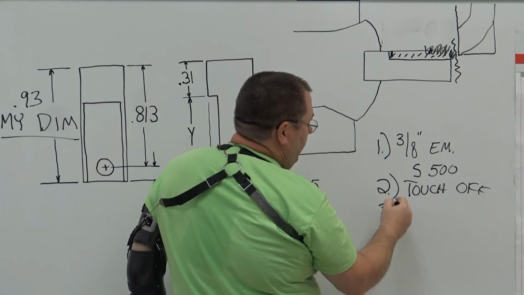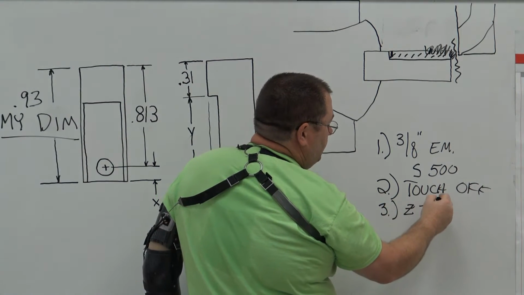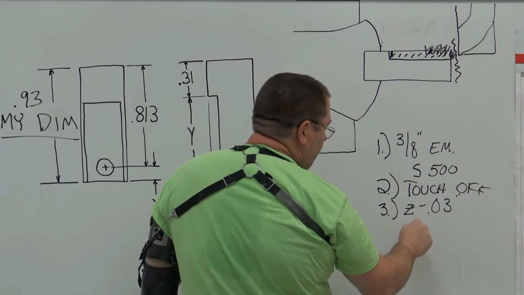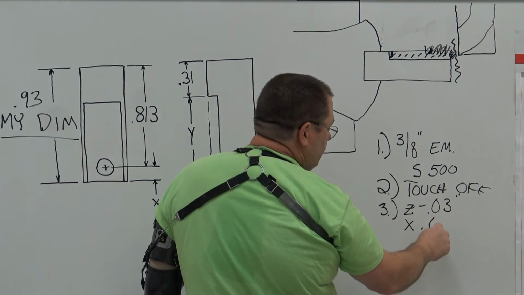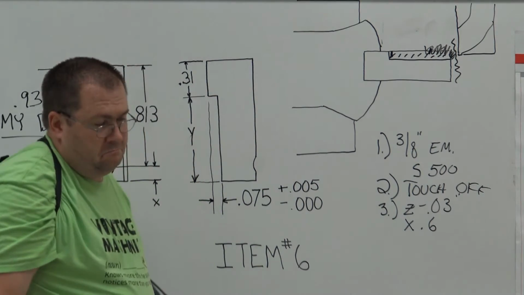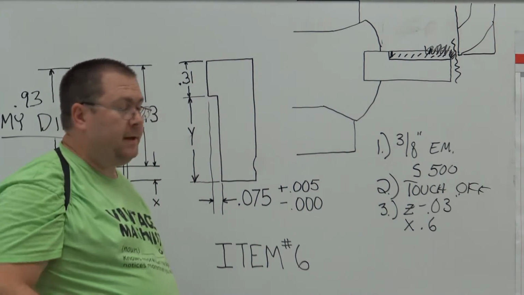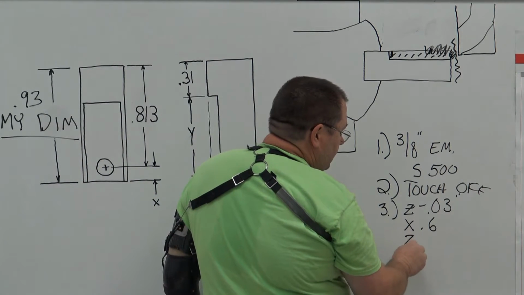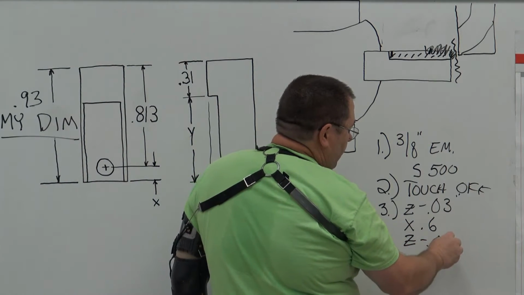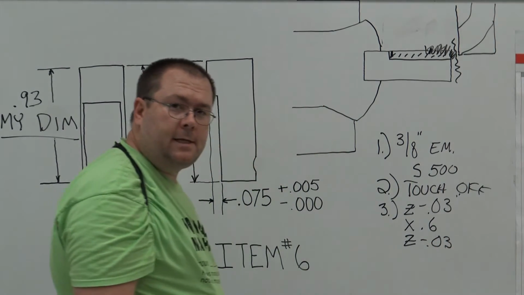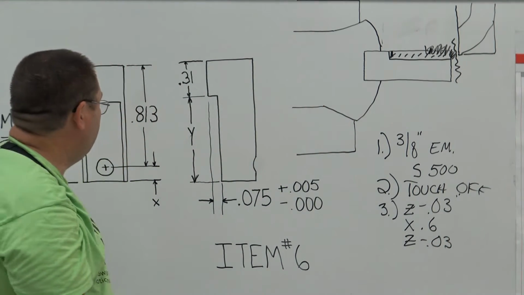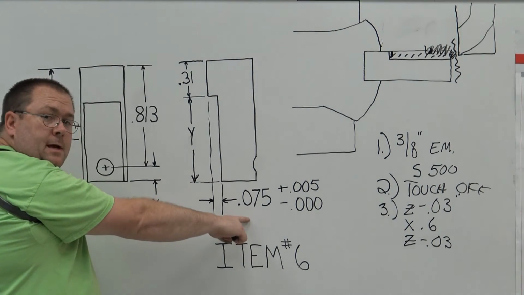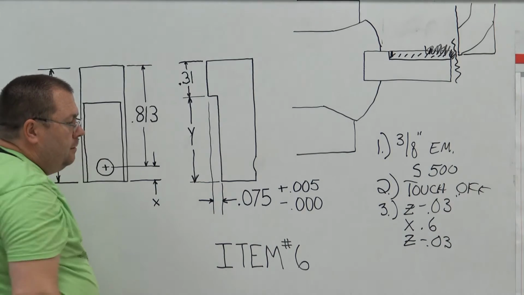So number 3, Z minus 30 thousandths. Then we're going to say X 0.6. Good enough? Now we're going to feed back off the part. And we're going to go Z minus 30 thousandths again. So that's going to take us to 60 thousandths. That should get us within 15 thousandths of nominal on this dimension.